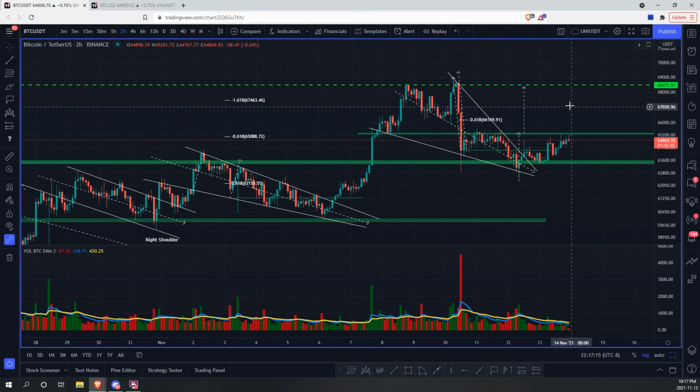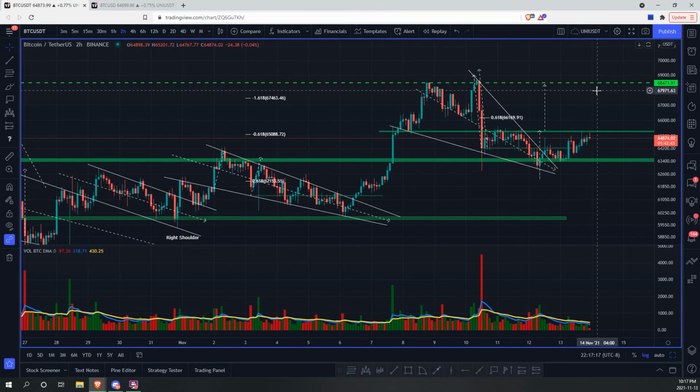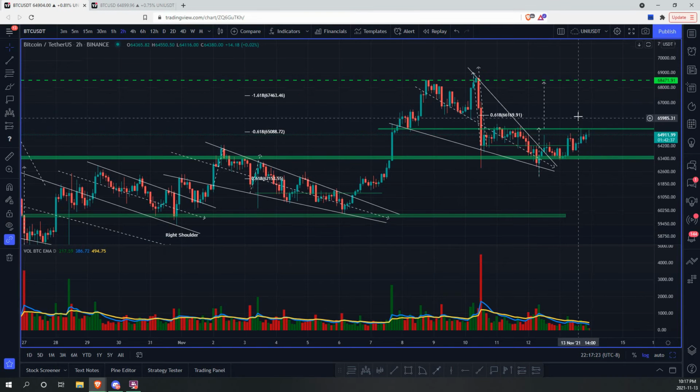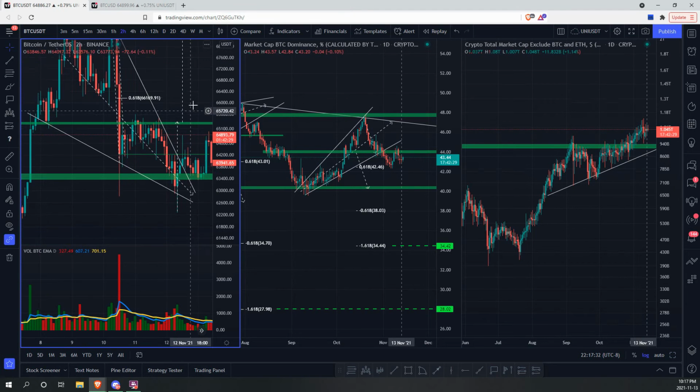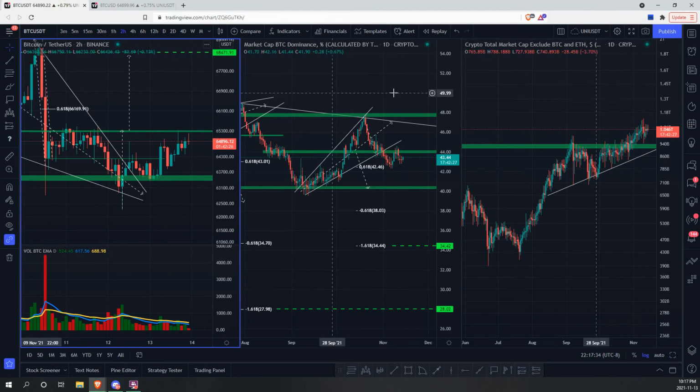So if things look a little bit not so great, things are looking south, we'll have to change our perspective, change our bias. But as of right now, we are just following what the price action is giving us, basically, in short. So that's going to be my view of Bitcoin. Let's now go on to the Bitcoin dominance chart here.